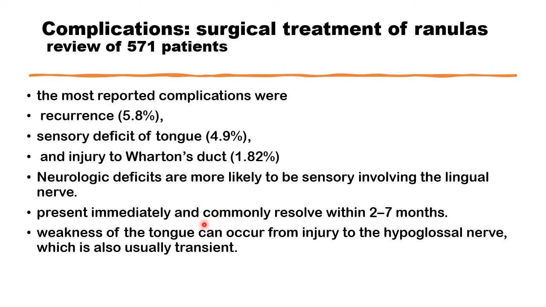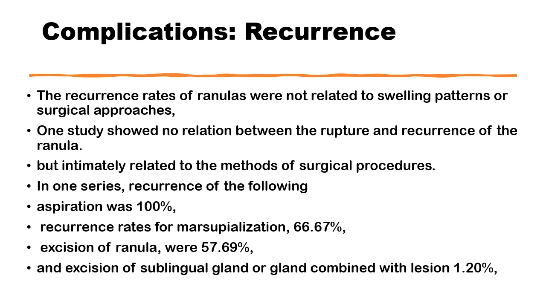The weakness of the tongue that can occur from injury to the hypoglossal nerve is also usually transient and would resolve with time. The recurrence rate of the ranula is not related to the size of the ranula, the swelling pattern, or the approach through the oral cavity or through the neck. It's also not related to whether the ranula has ruptured during the dissection or not, but it is related to the choice of the surgical procedure.